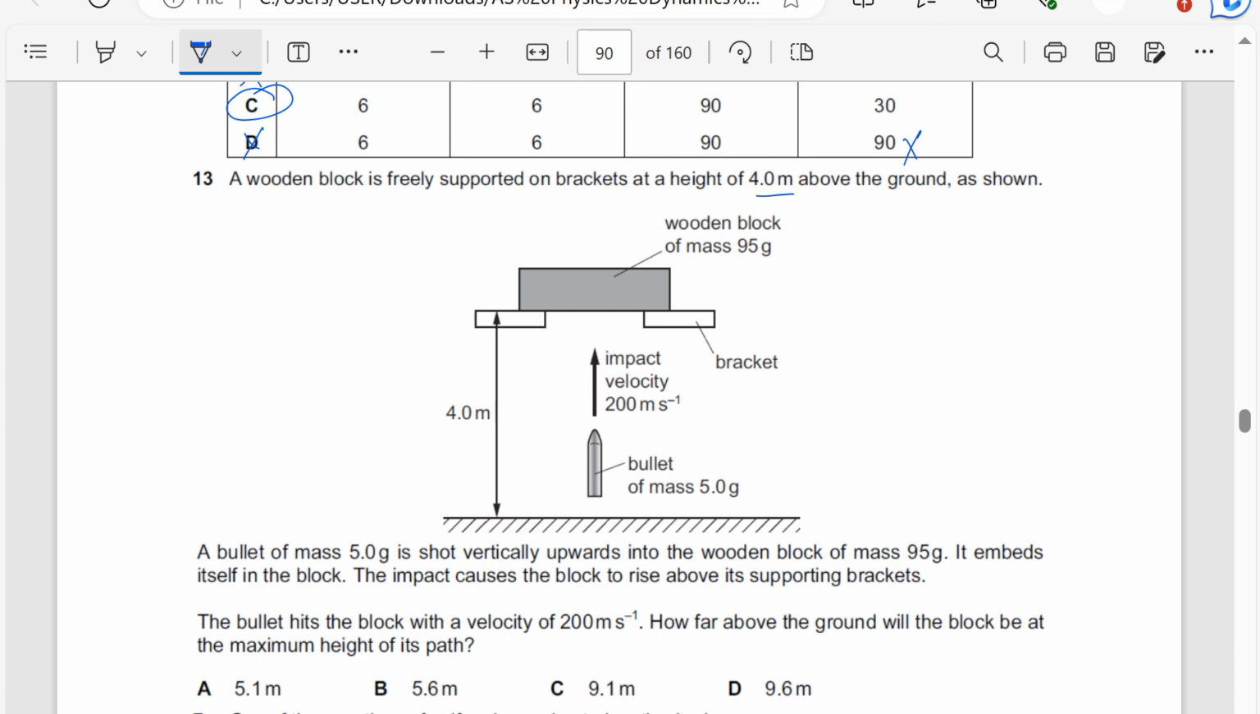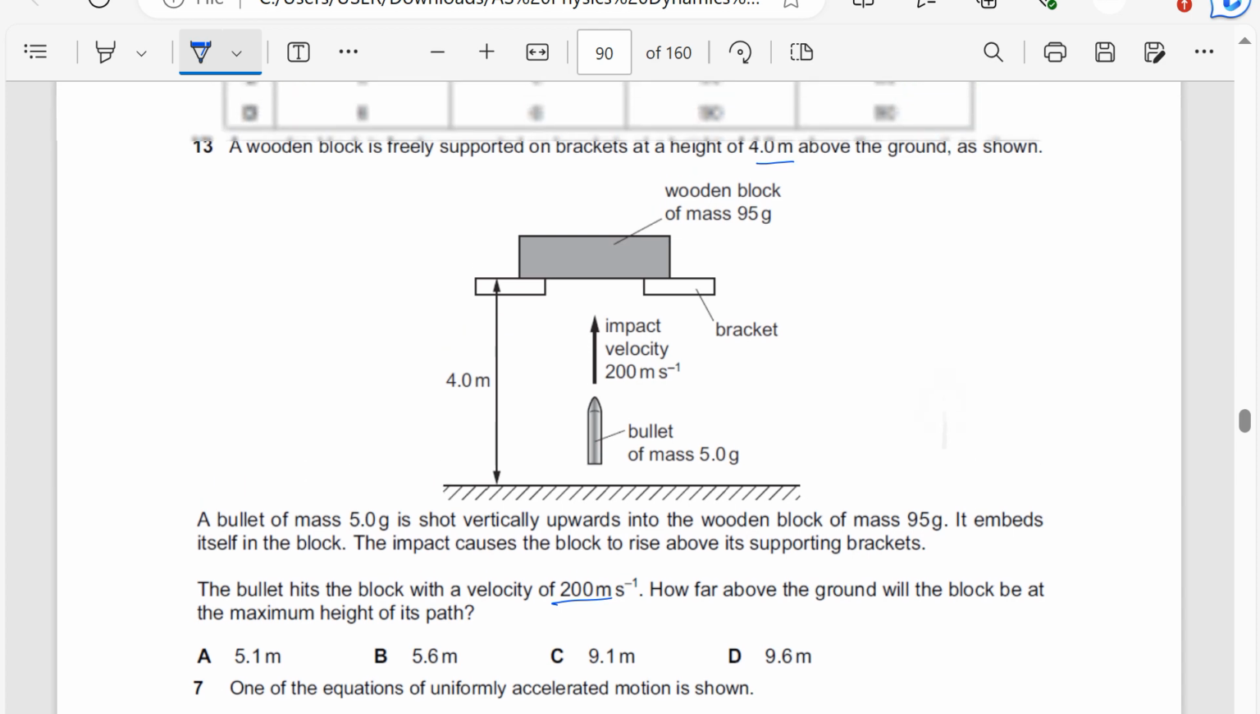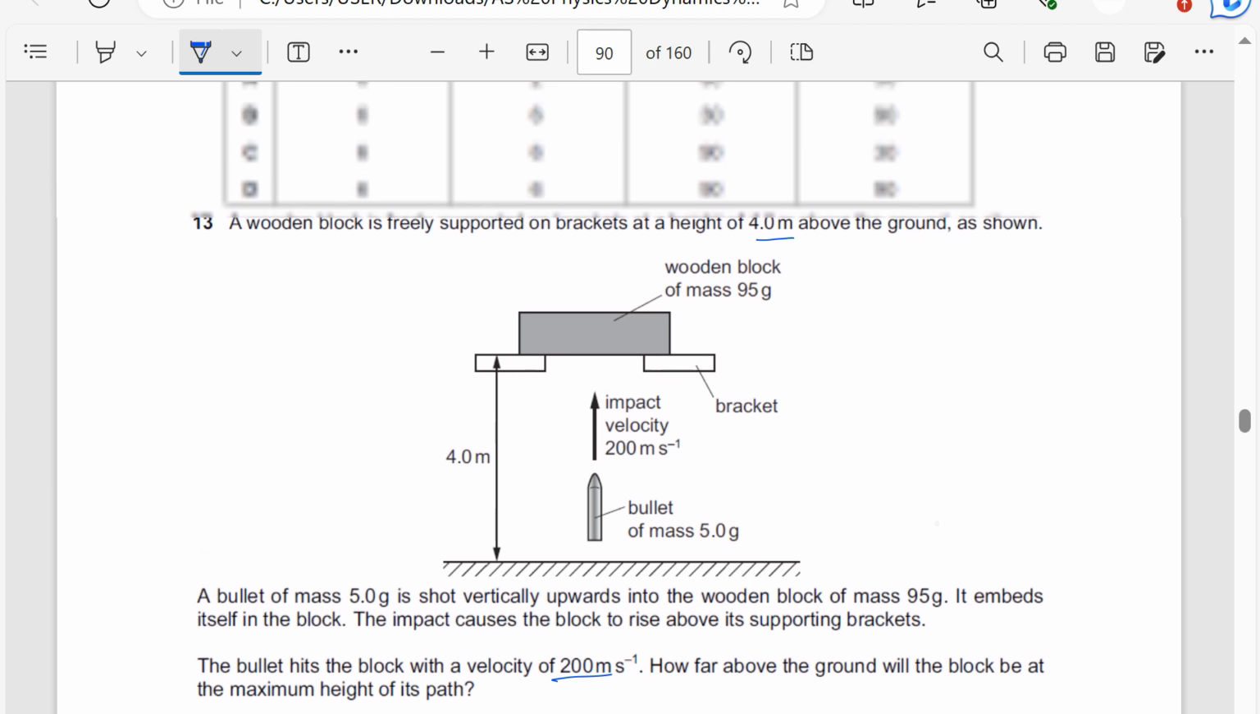A bullet of mass 5 grams is shot vertically upwards into the wooden block of mass 95 grams. It embeds itself in the block. The impact causes the block to rise above its supporting brackets. The bullet hits the block with a velocity of 200 meters per second. How far above the ground will the block be at the maximum height of its path?